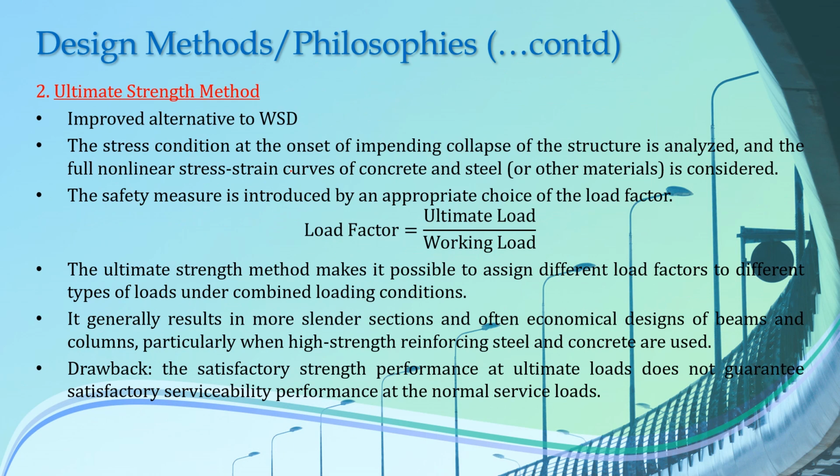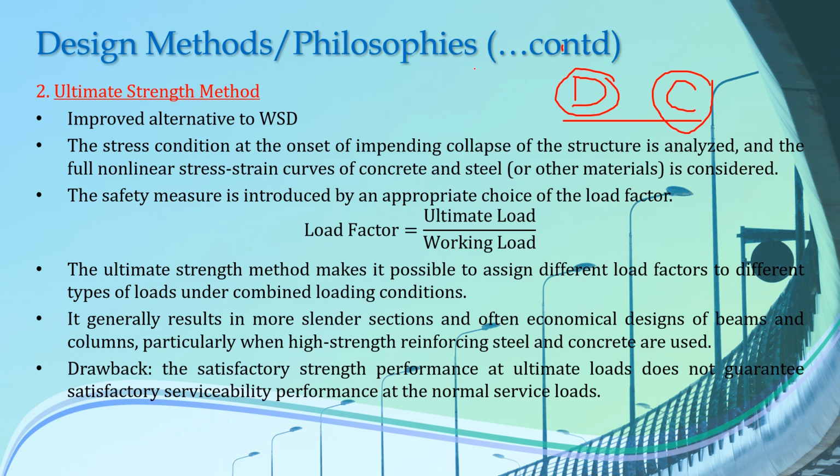So after the working stress method came the ultimate strength method. The difference between the working stress method and the ultimate strength method is that we saw this demand and capacity equation in our previous slide. What we discussed is that in the working stress method, the factor of safety is used on the capacity side of the equation. However, in this ultimate strength method, the factor of safety is used on both sides, that means both the demand and the capacity side.